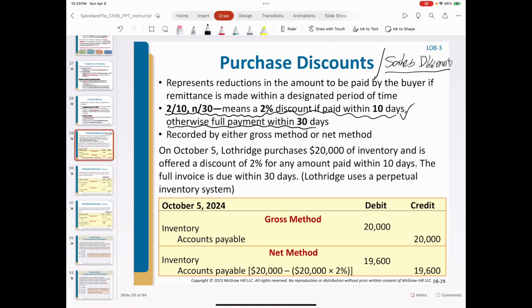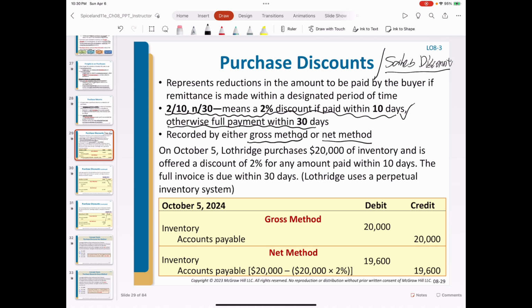Again, similarly, we can report it using both the gross and net methods. The difference between the gross and net methods is the assumption. The gross method assumes that the buyer does not take the 2% discount, while the net method assumes the buyer will take the 2% discount.